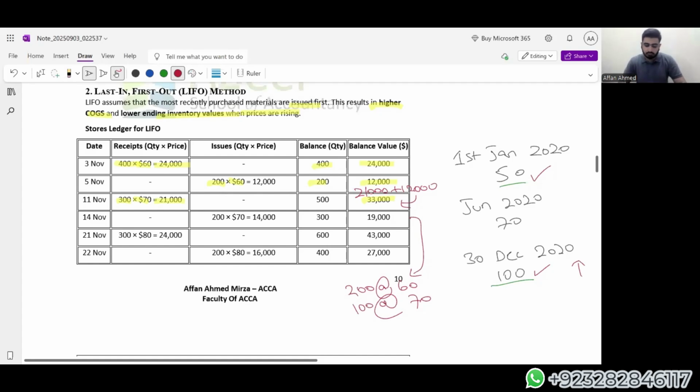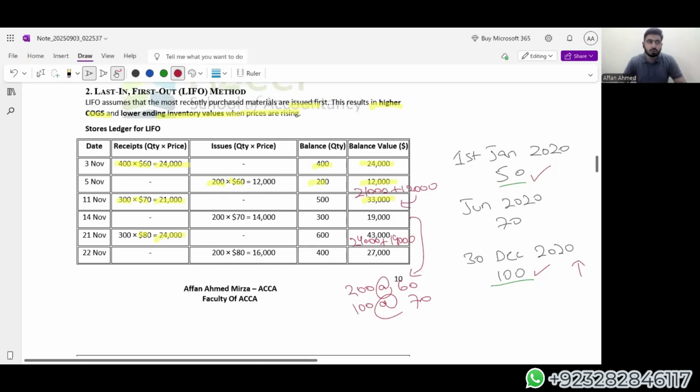Now moving on, we bought some more inventory at the value of 80. So it makes it 24,000. 24,000 plus 19,000 makes it 43,000. I'm writing it here. 24,000 plus 19,000 makes it 43,000. So now 43,000 is the value that is present in inventory.